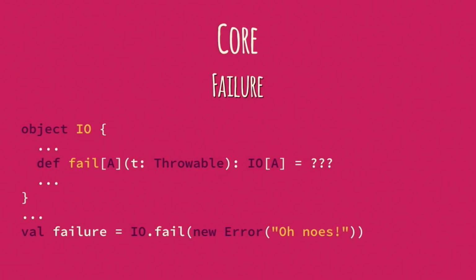You can produce a program that fails with the fail combinator. Just specify a throwable, and there you go. You get back an I/O of A, where A can be anything, it's unfixed, and that program represents failure. There's no exceptions being thrown here. This is just values, ordinary functions and ordinary values.